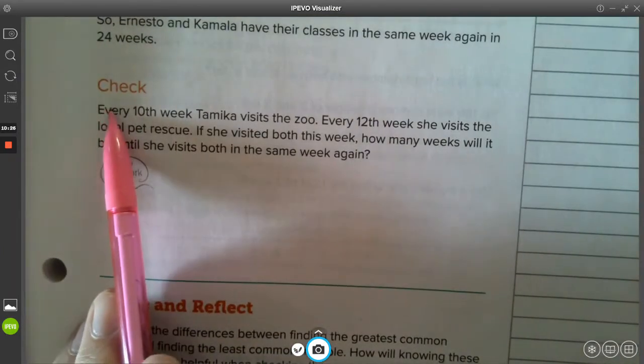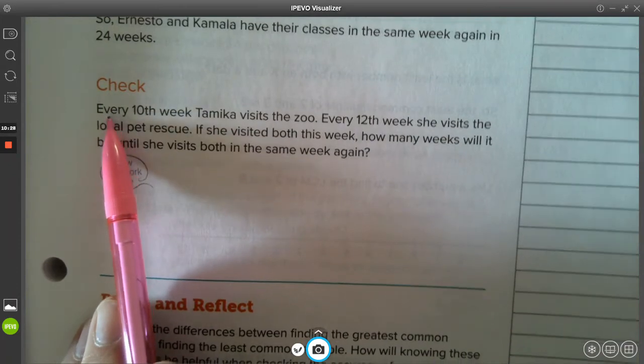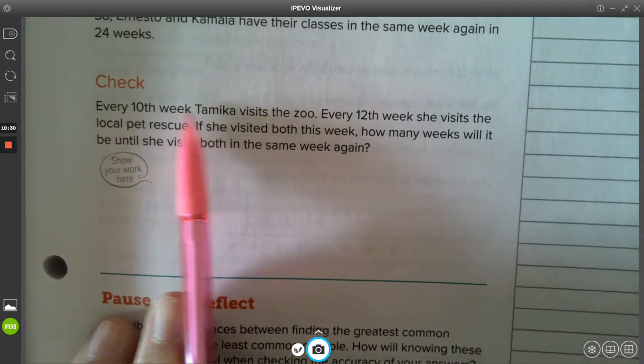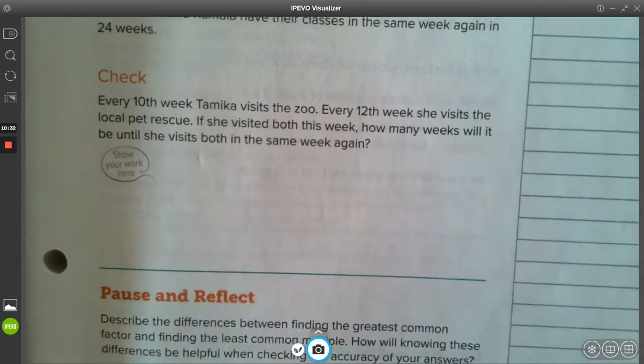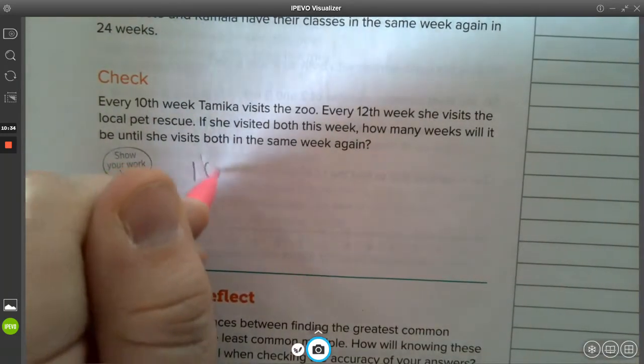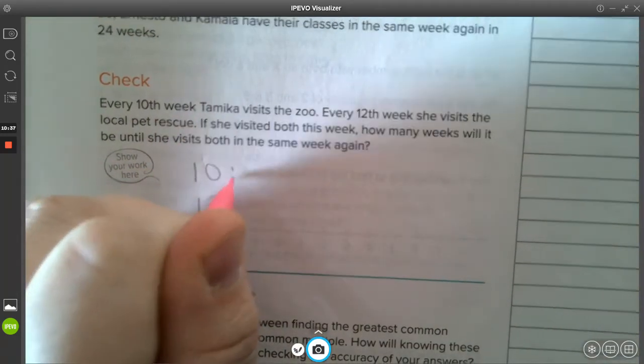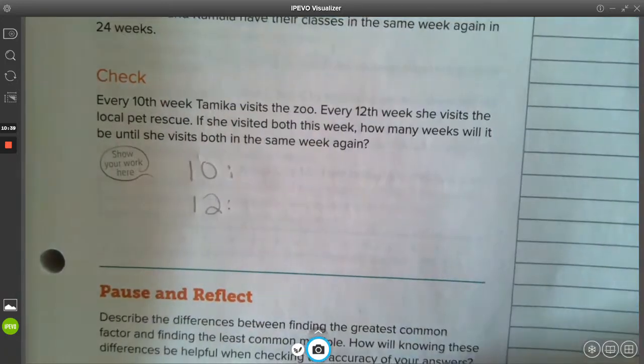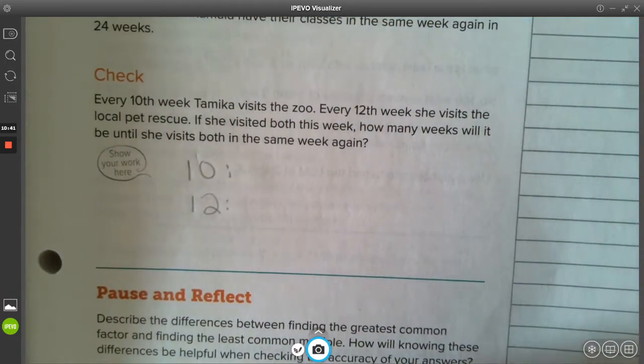Let's do our check. Once again, after we read the question, you can pause and solve on your own. Every 10th week, Tamika visits the zoo. Every 12th week, she visits the local pet rescue. If she visited both this week, how many weeks will it be until she visits both in the same week again?